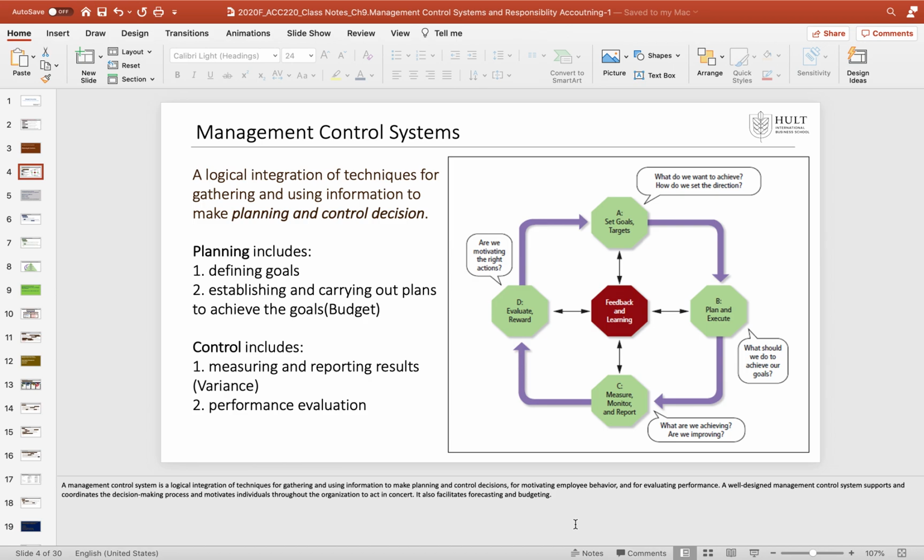This performance evaluation is a part of the management control system, starting from setting up the goals with the targets, making a plan and executions, and we measure the plan against the actual, which is the variance report, and then we have to evaluate the performance, giving some reward, the right feedback to the right person.